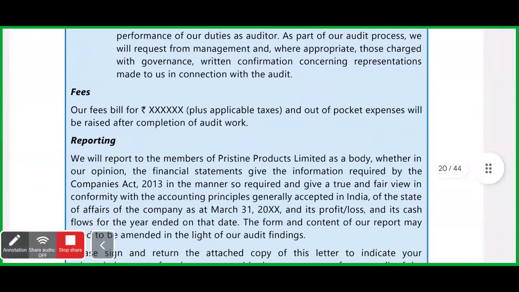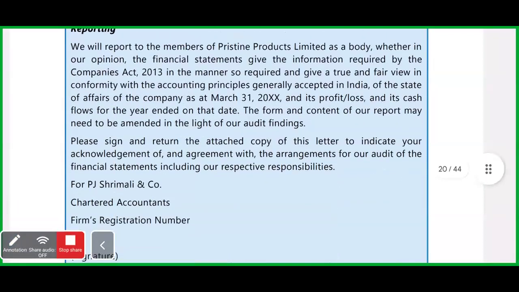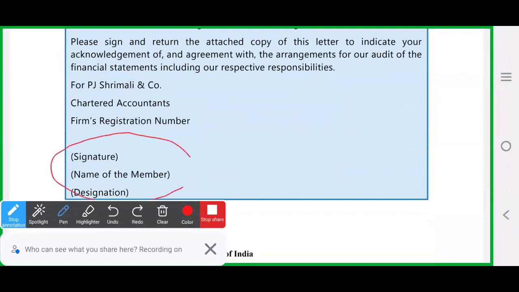Apart from that, the fees should be very clear in the engagement letter. Reporting should be done, and lastly the signature, name of the member and his designation.